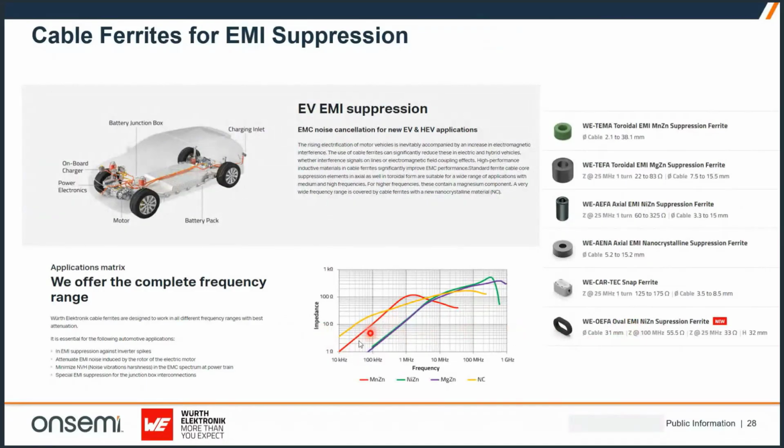At the lower frequencies we have the manganese zinc, or if we go a little bit higher in frequency, we have the nickel zinc and magnesium zinc. And we have the new nanocrystalline material, which covers a broad range of frequencies. This also comes in different shapes and sizes, so feel free to check the website for what you need, and you will find it there.